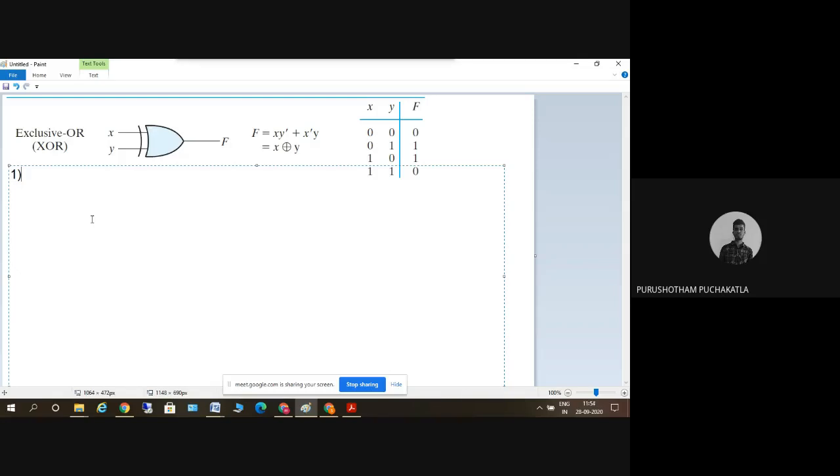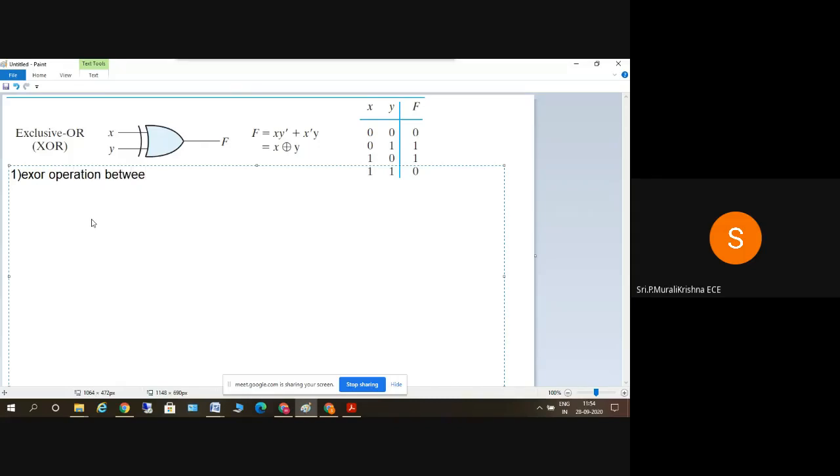So what is the XOR operation between 0, 0? The output is 0, sir. So when we have similar inputs, the output is 0. When we have dissimilar inputs, the output is equal to 1.